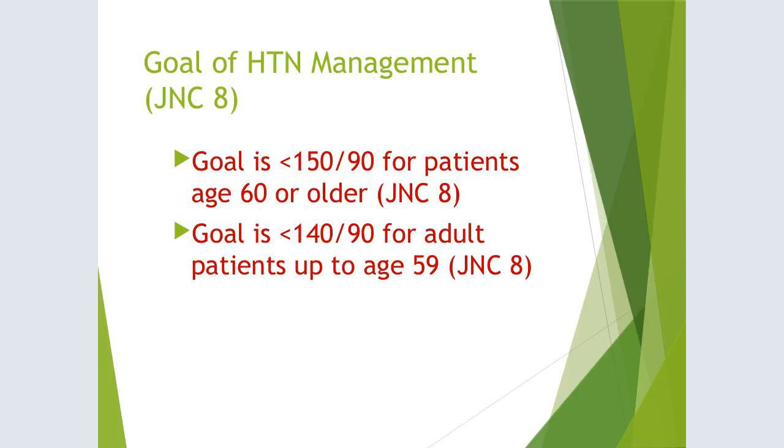The goal of hypertension management, according to JNC 8, is for a blood pressure to be less than 150/90 in patients age 60 or older. If you are under the age of 60, your blood pressure should be less than 140/90. And that is a whole lot more forgiving than these AHA guidelines. A whole lot more forgiving. 150/90 or less for 60 and older, 140/90 or less for up to age 59.